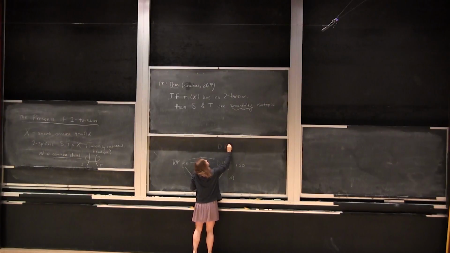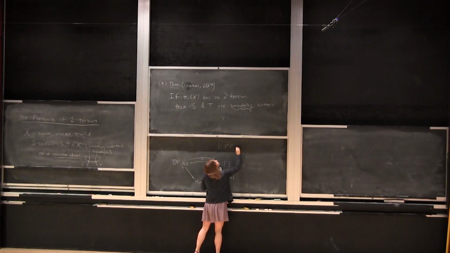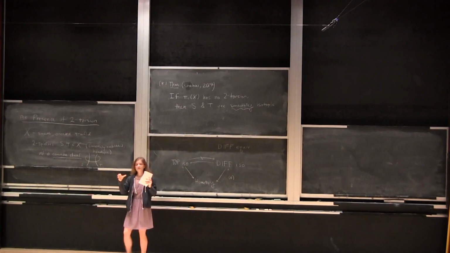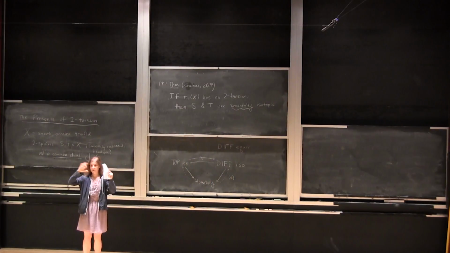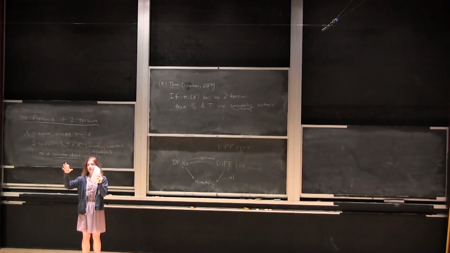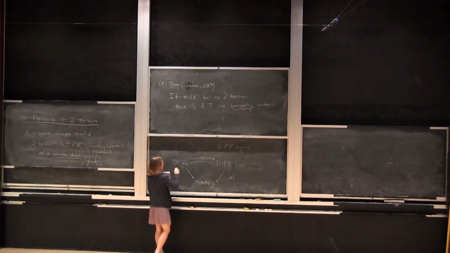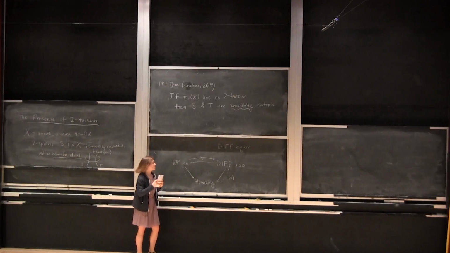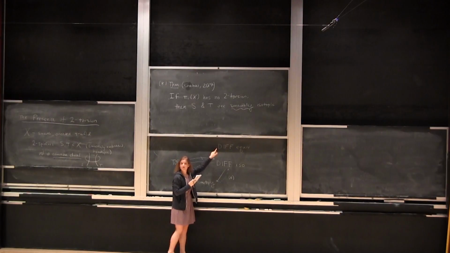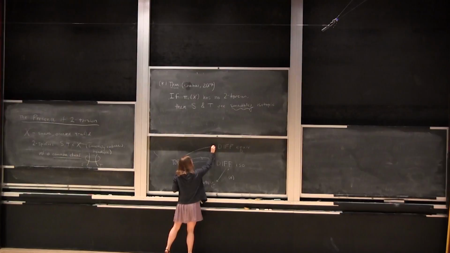So I'm going to call two spheres smoothly equivalent if there is a diffeomorphism of the ambient manifold they're sitting in that's taking one 2-sphere to the other 2-sphere. So actually, there's a lot of examples of 2-spheres that are topologically isotopic for which there is no such diffeomorphism. So I know that this is false.